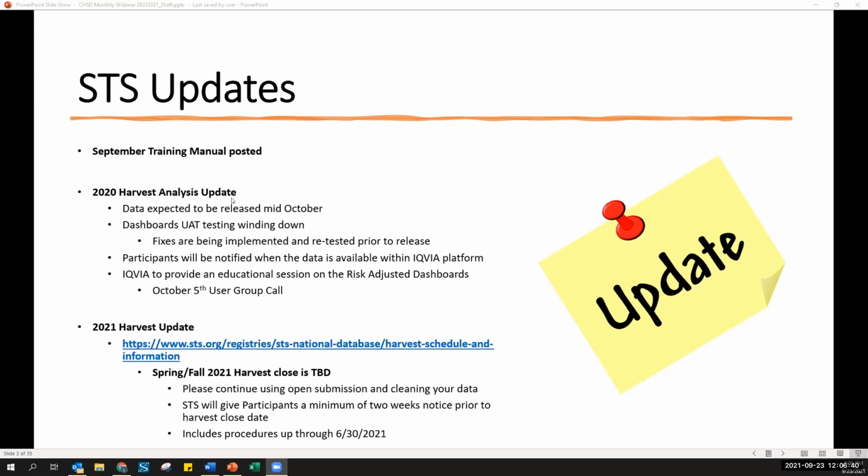As always, participants will be notified by the STS when this data is available within the IQVIA platform. We will send an email directly to you all, and a notification will also be posted within the IQVIA platform, announcing that the analysis reports are available. IQVIA is also going to provide an educational session on the risk-adjusted dashboards functionality. We're going to go over that on the October 5th user group call, a little closer to when the reports are released.